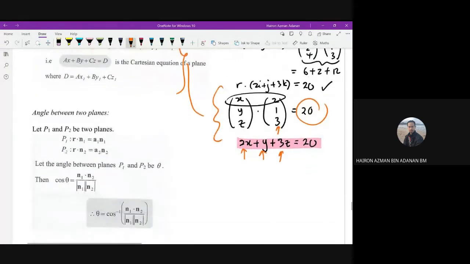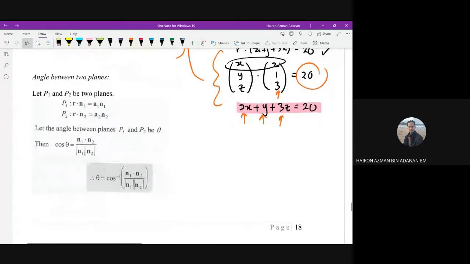Next, you have to know the angle between two planes. How do we find the angle between two planes? We have two cases. One case is how to find the angle between a plane and a line. There is a way for that, and there is also a way for plane with plane. I will explain one by one.